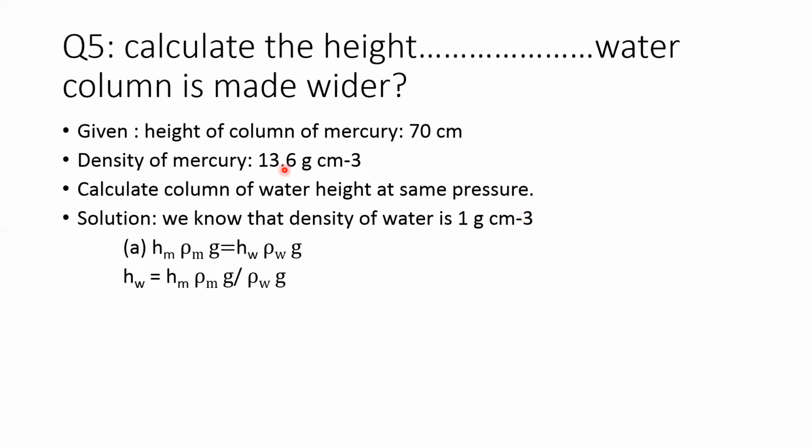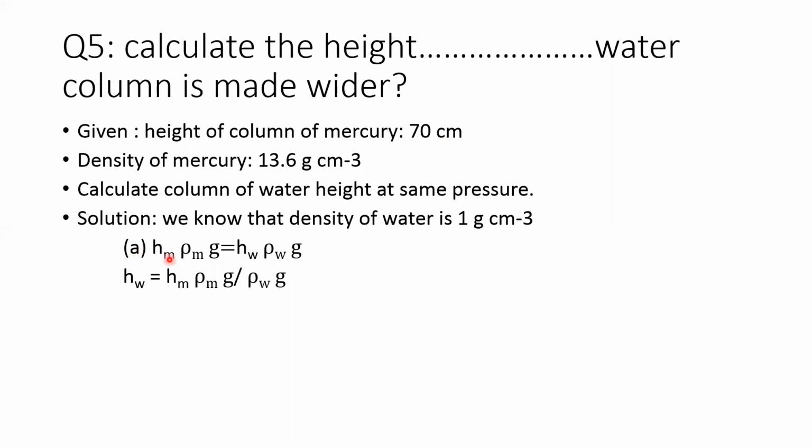Since all the values are given in the CGS system, the column of mercury is given in centimeters and the density is given in gram per cubic centimeter. So now we will calculate all the values in the CGS system only. There is no need of conversion. When all the values are given in the same system, there is no need to convert them into the SI system. So we'll take the density of water in the CGS system, that is 1 gram per cubic centimeter.